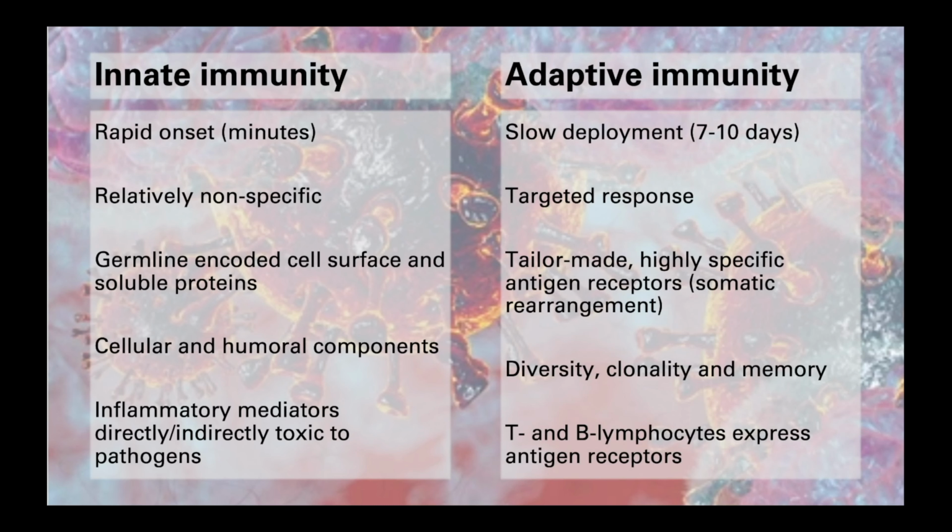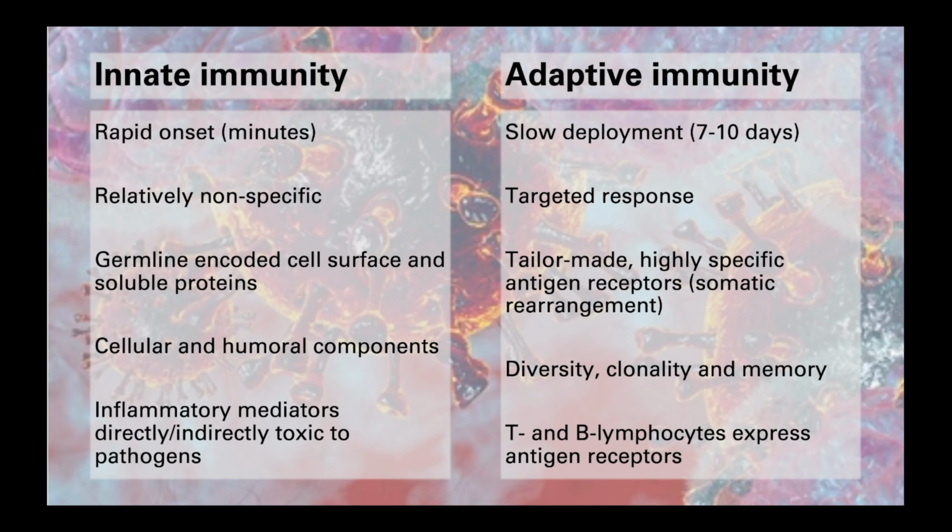The adaptive system is slower to respond, taking somewhere between 7 and 10 days to kick in on the first encounter to that pathogen. However, the advantage to this system is a high degree of specificity and targeting to the threat that is being encountered, and this is why we were able to develop an immune response to the novel coronavirus that causes COVID-19, despite the fact we've never encountered it before. Unlike the innate system, which is germline encoded, the adaptive system rearranges the genetic information that is inherited from your parents in a way that is highly tailored to you as an individual through a process of somatic rearrangement. So there are 3 key features of the adaptive immune response, which are diversity, clonality, and memory.